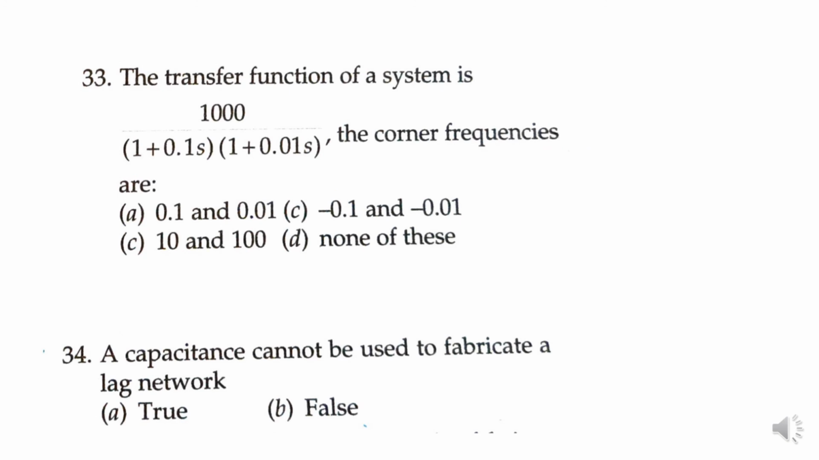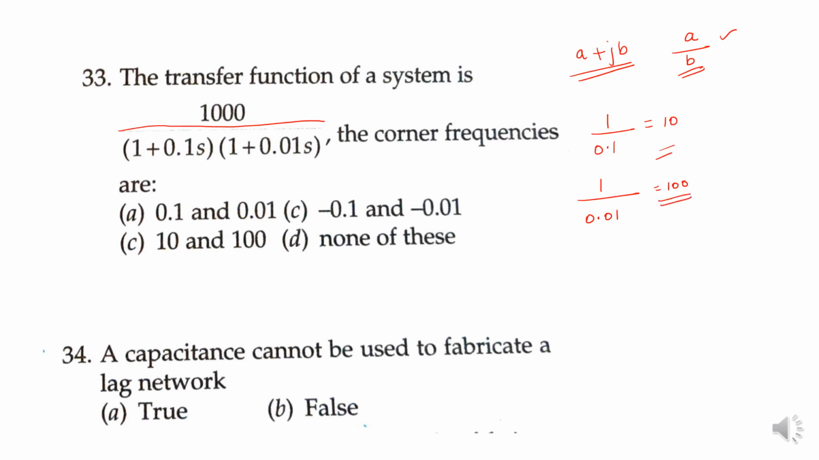Next, the transfer function of the system is 1000 divided by (1 plus 0.1s) into (1 plus 0.01s). The corner frequencies are? How do we find the corner frequency? For a term of the form A plus jB, the formula to find the corner frequency is A by B. For the first one, 1 by 0.1, that is 10, the corner frequency. Next, 1 by 0.01, that is 100. So the two corner frequencies are 10 and 100. Option C is the correct answer.